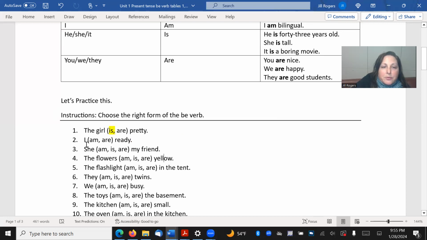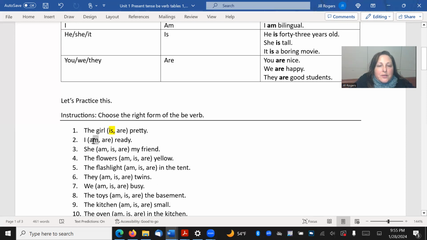Okay. Now this one, if we look to our chart, this one's the easiest, right? Because I is the one by itself, right? So if you take a look, read it and say, I am ready or I are ready. Oh, I don't see I here, so it has to be, oh, I am.